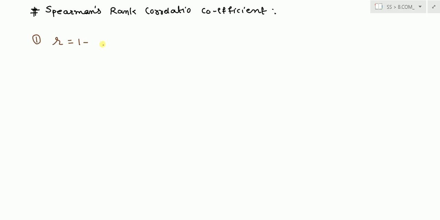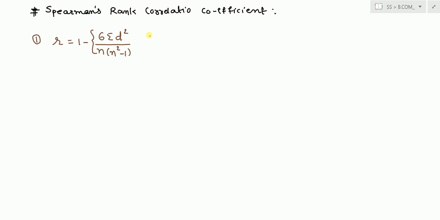Method 2. Spearman's rank correlation coefficient. There are two formulas in Spearman's method. Number 1 is the regular formula. r is equals to 1 minus 6 sigma d square upon n into n square minus 1.